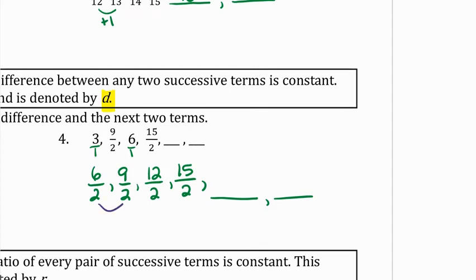Well, all we're doing is upping the denominator there, so we would have to add 3 halves to get to the next thing. And same thing on the next one, from 9 halves to 12 halves, that again would be adding 3 halves. So our common difference here is a positive 3 halves. And then we just add that twice to get our next two terms. So 15 halves plus 3 halves, that gives us 18 halves. And then 18 halves plus 3 halves would give us 21 halves. So there's our next two terms in that sequence.